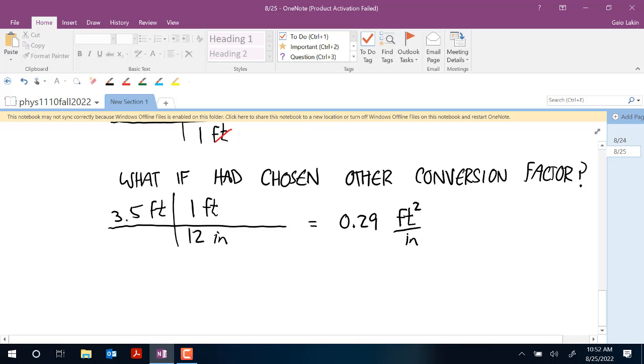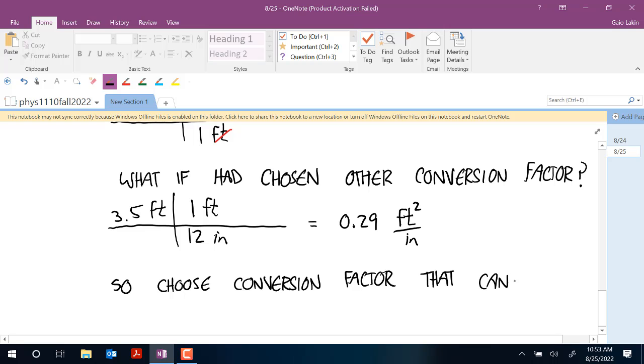So what you want to do when you choose the conversion factor is you want to choose the conversion factor that cancels the unwanted units.